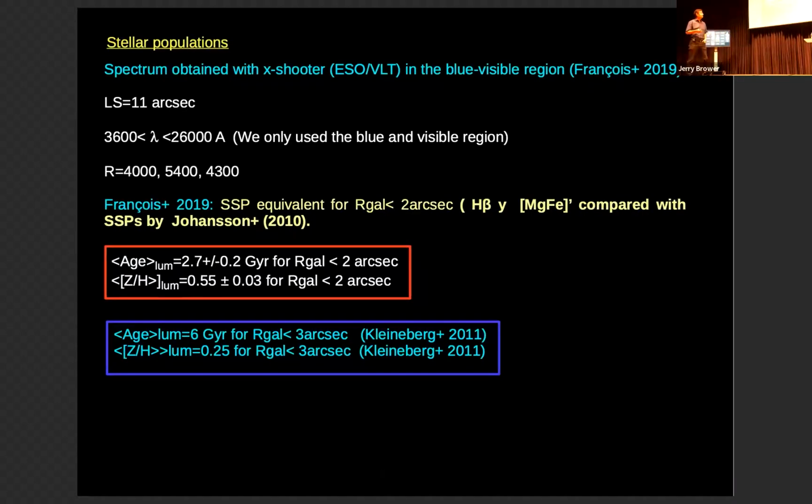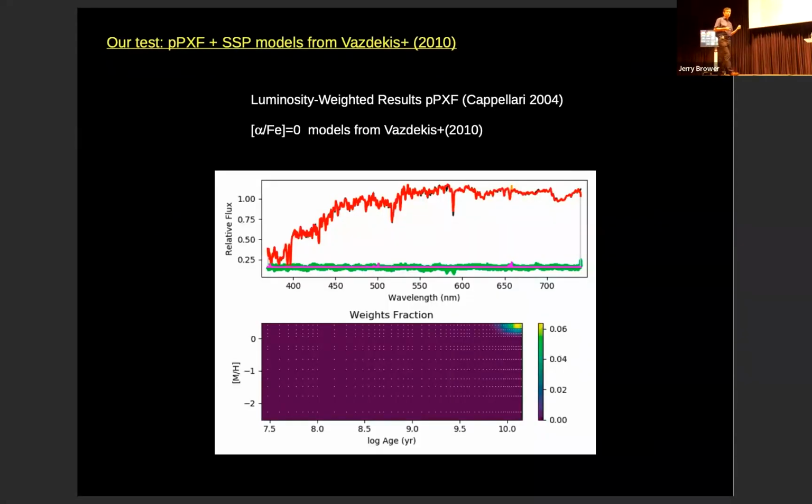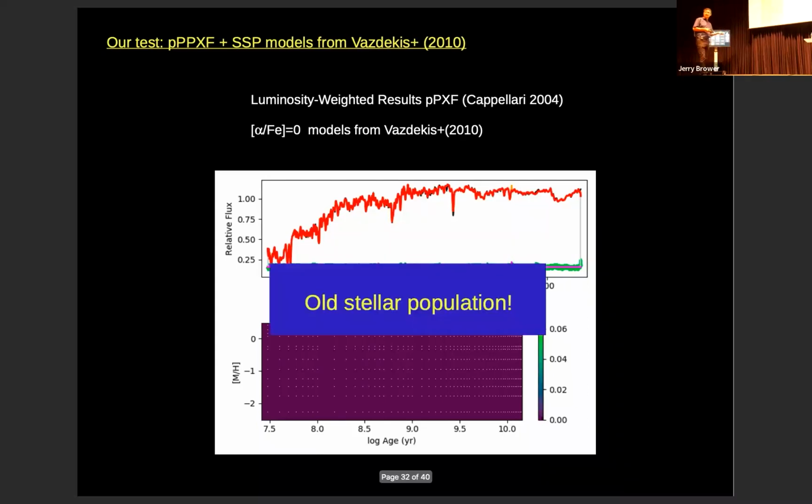Okay, what about the stellar population of this galaxy? I mentioned the Kleinberg value previously, but Francois et al. have studied several massive early type galaxies using X-shooter spectra, and they obtain for this galaxy these values: young population and very metal rich. But we know that these values are in disagreement with the previous one. Another interesting thing is that these two studies use a comparison between Lick indices and a single stellar population. We obtained the X-shooter spectra, and we used pPXF. So we obtain this result where the galaxy is very old and metal rich, like other early type galaxies. So our result is in contradiction with the previous values.